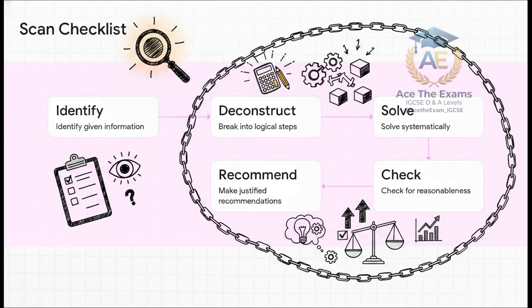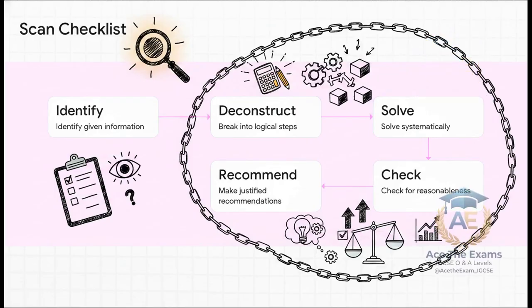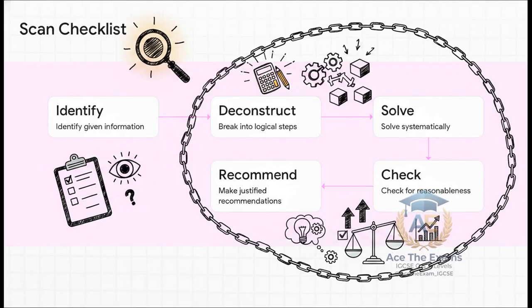Whenever you face an IAS 1 question, you identify the given information first. Next, you break that massive wall of text into logical, bite-sized steps. Then, you solve it systematically, remembering to show your working to guarantee those method marks. After that, you check for reasonableness. Just take a step back and ask, does this final number actually make sense for this business? And finally, you evaluate by making strong, justified recommendations.